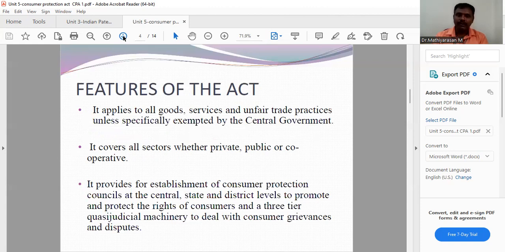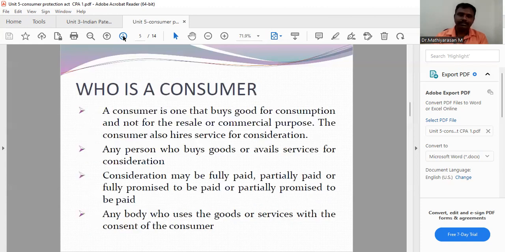Features of the Act. It applies to all goods, services, and unfair trade practices unless specifically exempted by the central government. It covers all sectors, whether private, public, or corporate. It provides for the establishment of consumer protection councils at the central, state, and district levels to promote and protect the rights of consumers, and a three-tier quasi-judicial machinery to deal with consumer grievances and disputes.